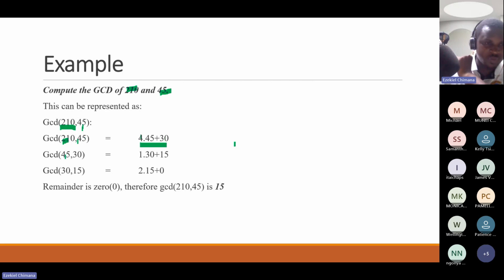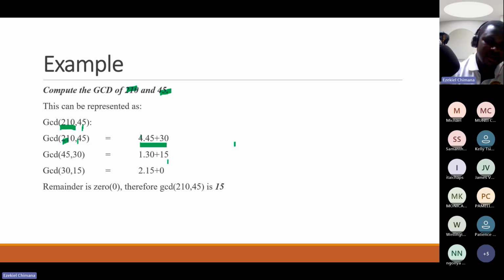That's why I've got this 45 here. This will become our A here, and then our remainder will become our B here. And then we do the same procedure. We divide 45 by 30, and we know that it is going to be 1, and it gives a remainder of 15. That's why I've got 1 times 30 plus 15 to get 45 here.